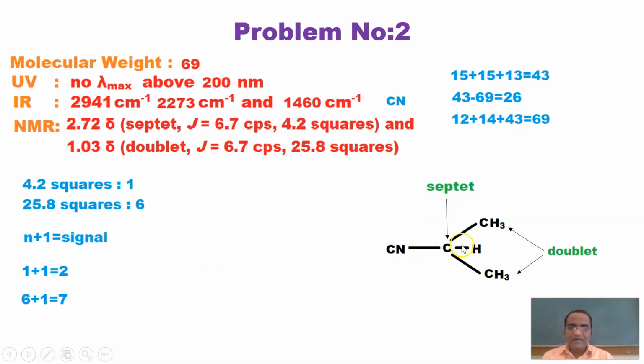So this will be the final structure, and as you can see, this carbon which is giving a septet has been a de-shielded type of carbon, that is, it is having a higher delta value.